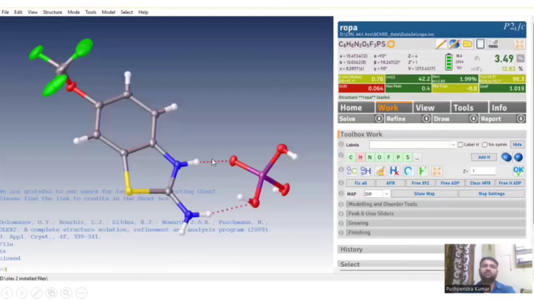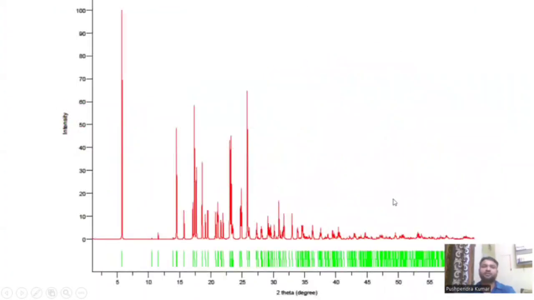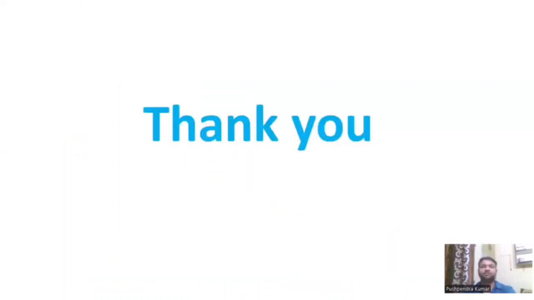This is the third compound, ROPA, and we solved this structure using the Olex software, and we got the unit cell corresponding to this structure, and also the PXRD, powder X-ray diffraction data, from this structure after solving the data of the compound. So in this assignment, now we will learn how we do all these things with the data given by the professor. So let's move on to the Olex software.